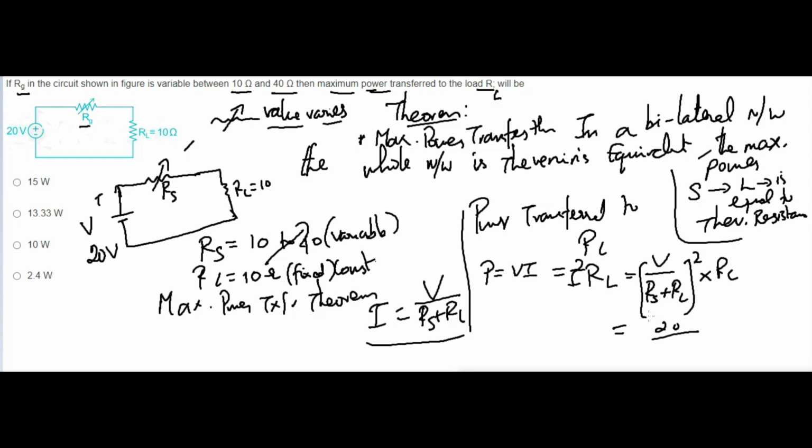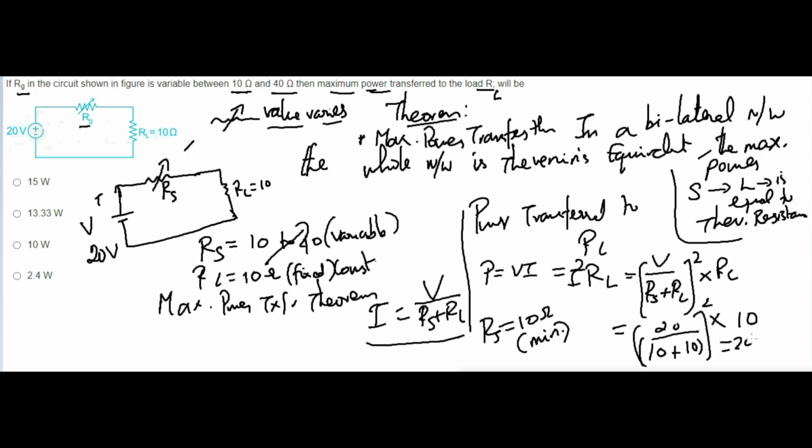RS. Now we take the minimum, so RS you take as 10 ohm, because for the minimum you don't go for the highest. So 10 plus RL, which is 10, that is fixed, and you make the whole square, and RL is also 10. If you make the substitution, 20 by 20 cancels, and you automatically get the value as 10.